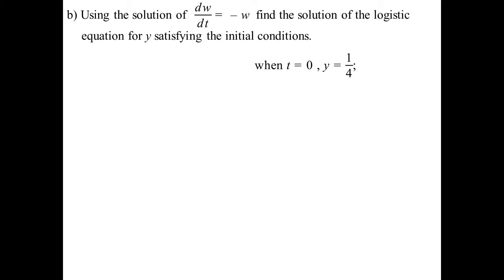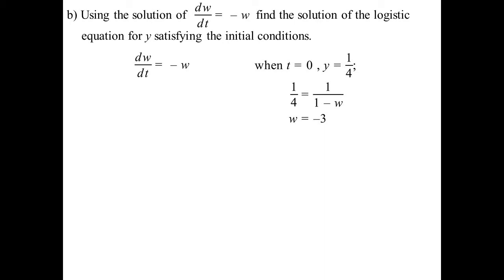At t equals 0, the population of the foxes is 1/4 of the island's carrying capacity. Right. Okay, so a quarter is 1 on 1 minus w. Because now I've changed it to w, I've got to find the initial condition for w. It's negative 3.